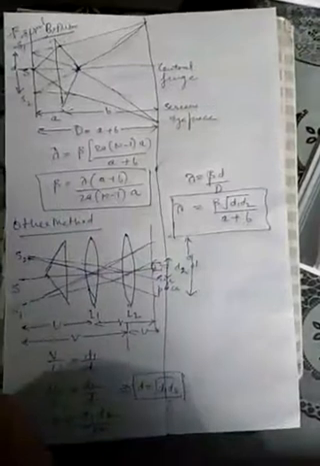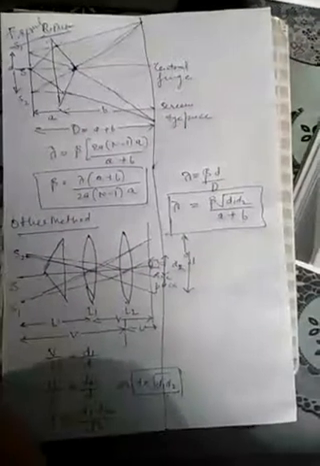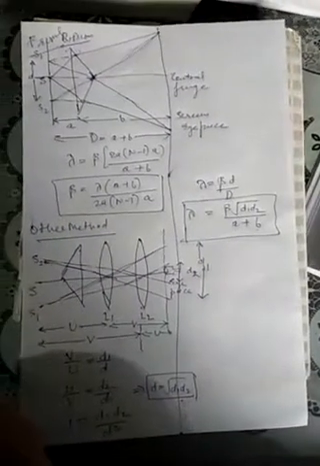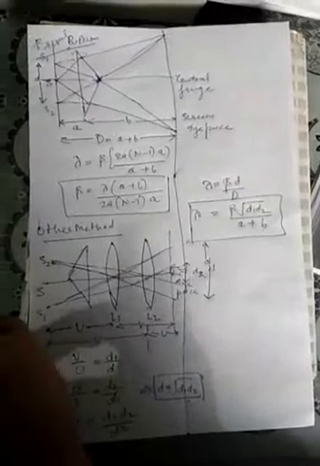Today we are going to discuss the next topic, which is about the Fresnel biprism, Newton rings, and the Michelson interferometer. In the morning we discussed that there are two methods for interference: one is by division of wavefront, another is by division of amplitude.